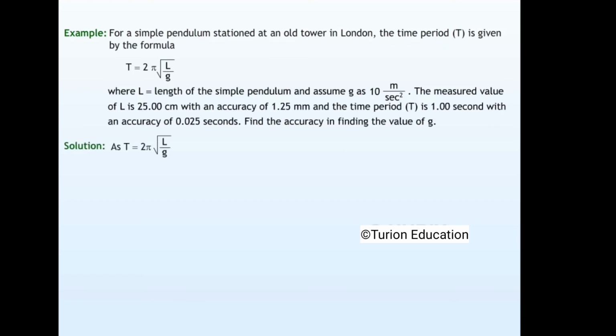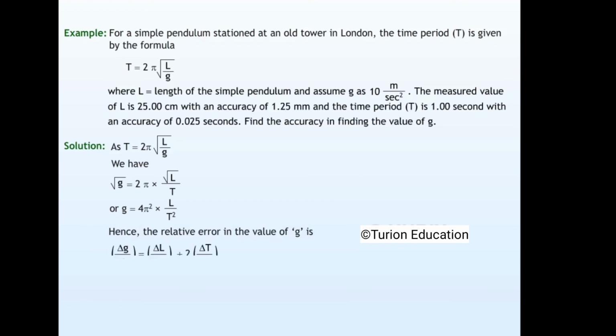Solution. As t equals 2 pi root L by g, we have square root of g equals 2 pi into square root of L by t, or g equals 4 pi square into L by t square. Hence, the relative error in the value of g is delta g by g equals delta L by L plus 2 into delta t by t. From the given problem, delta L equals 1.25 millimeters equals 0.125 centimeters, delta t equals 0.025 seconds.